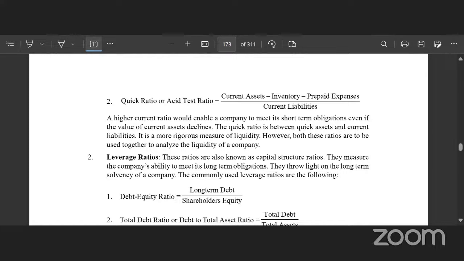A higher ratio would enable a company to meet its short-term obligations even if the value of the current assets declines, right? So quick ratio is between quick assets and current liabilities. So the denominator is the same. In the earlier ratio, the denominator is current liabilities. Here also it is current liabilities, but the numerator changes, right? The quick ratio or acid test ratio is a more rigorous measure of liquidity.